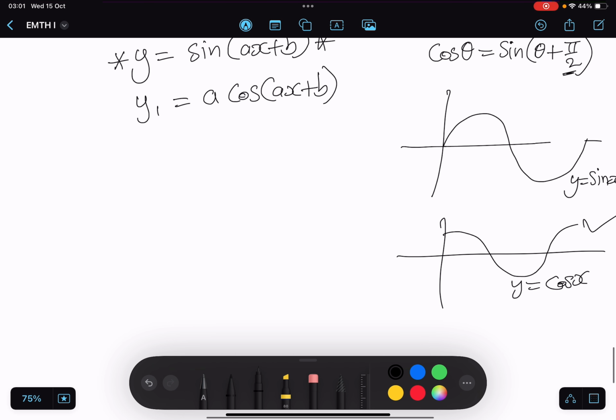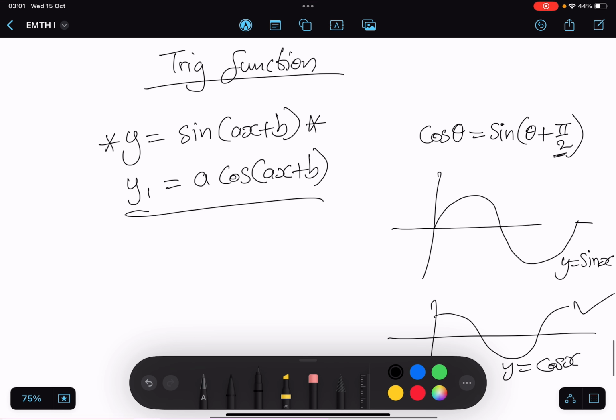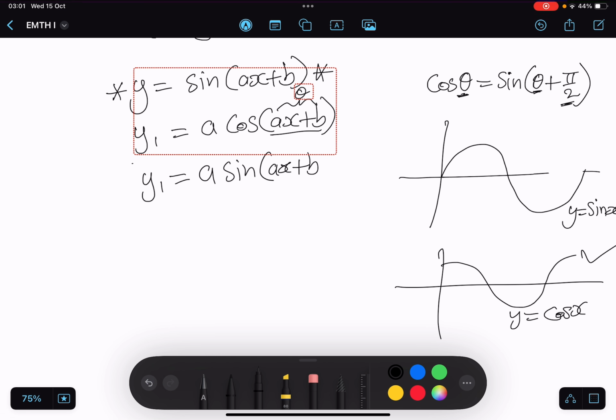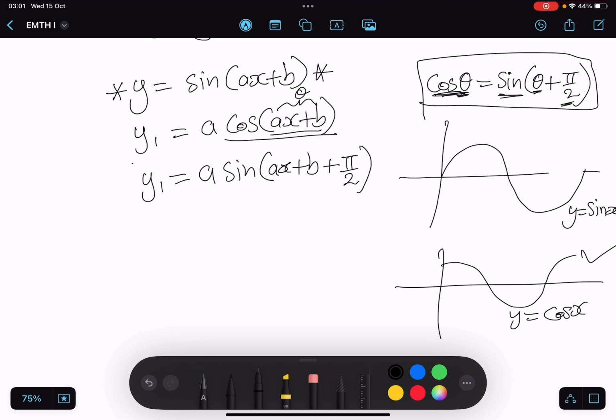So now from this expression, this is our theta, right? So I'm going to rewrite this as y1 is equal to a sine. Now this is my theta, so this is going to be sine theta, which is ax plus b plus pi over 2. I rewrote this using this identity. Instead of cos, I wrote sine, right? So that's how you go about solving this one.